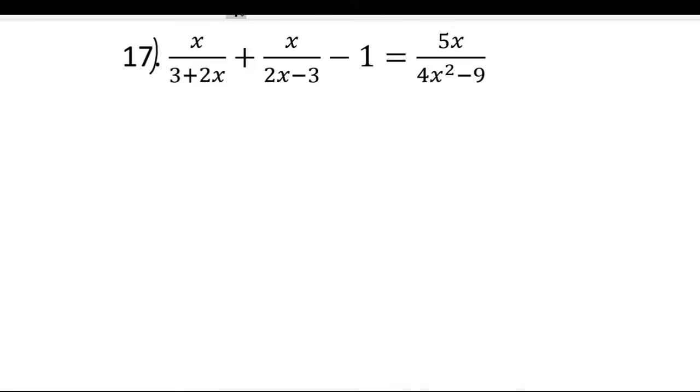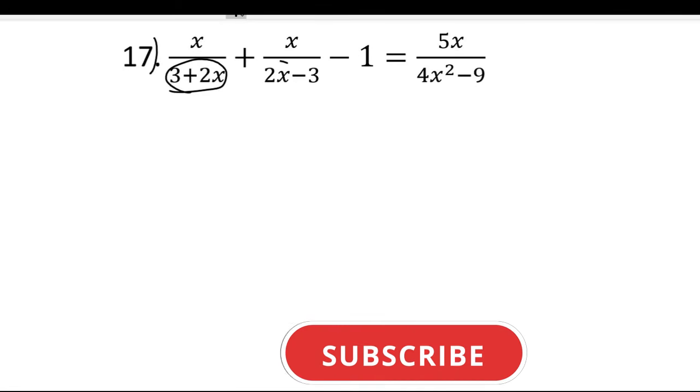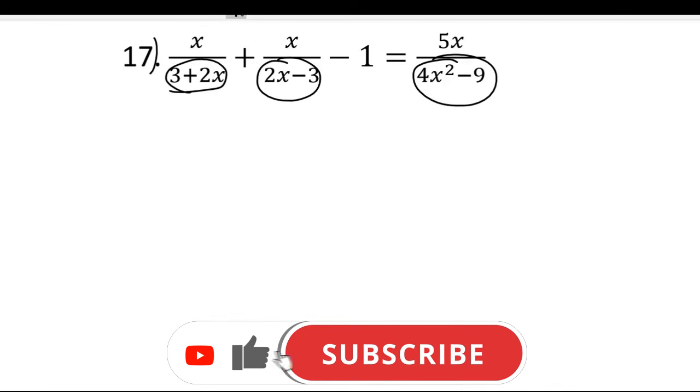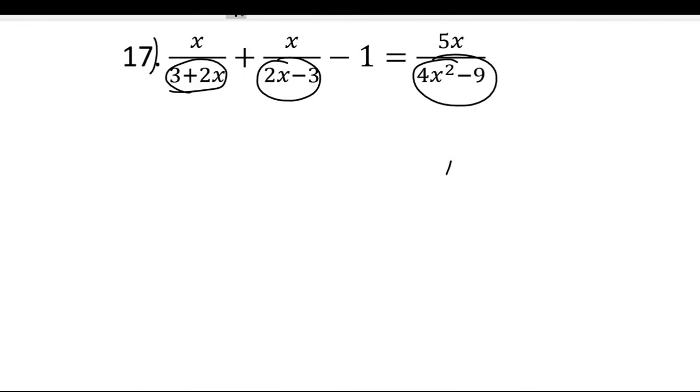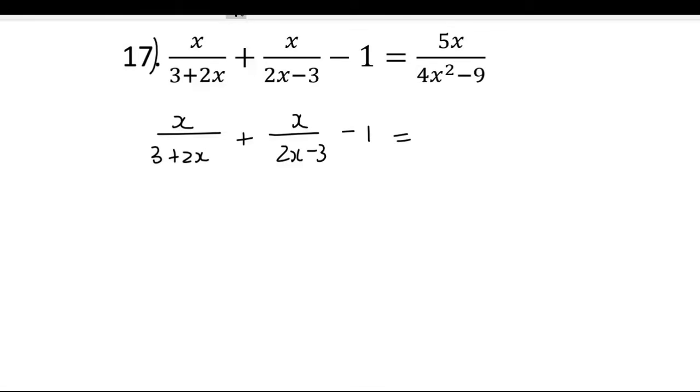So with question 17, what you want to do first is always look at your denominators and see which ones can first be factorized. So what you should identify is that this over here is a difference of squares. And so we know that that should be 2x minus 3 and 2x plus 3. That's just your difference of squares. Now we've got some nice denominators.